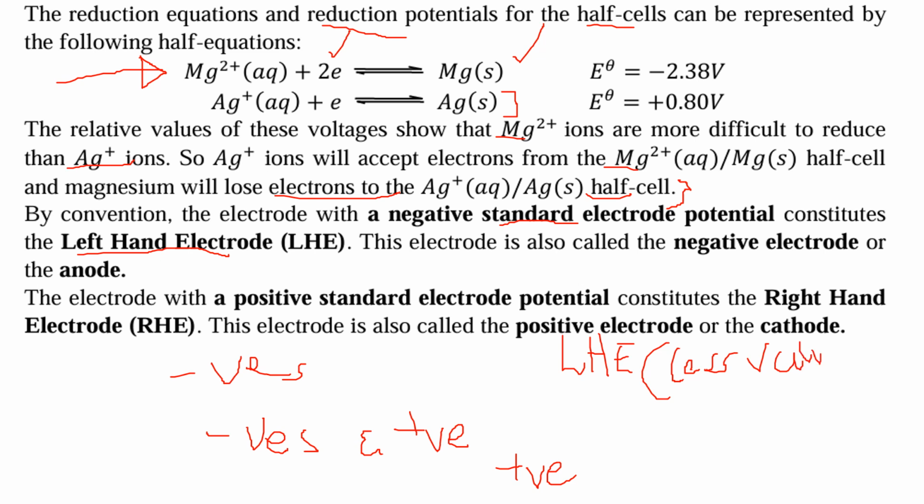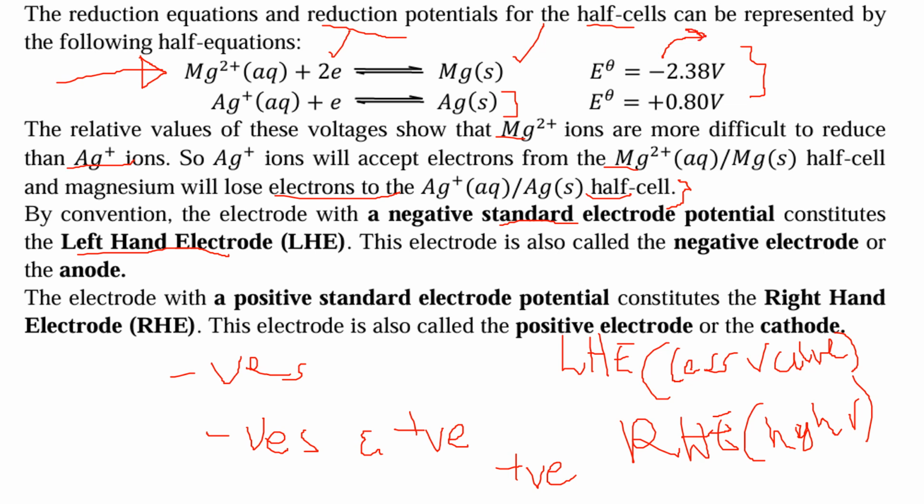So the left-hand electrode has a lesser value, and your right-hand electrode is going to have a higher value. Having noted that, according to these values, the one which is less is going to be our left-hand electrode, and here that is magnesium, simply because its standard electrode potential is negative 2.38. So it's more negative as compared to positive 0.80 of silver.